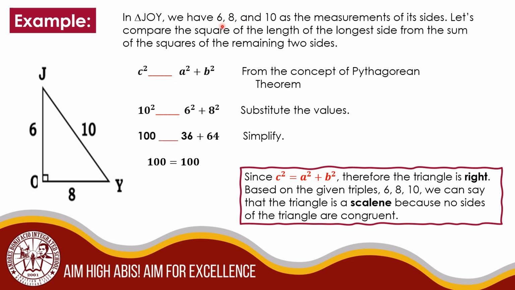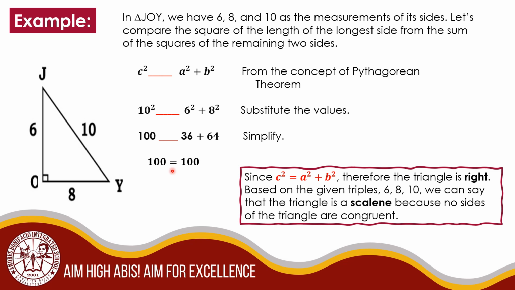So 6 here will be a, 8 is b, and 10 is the c, the hypotenuse. So 10 squared blank, 6 squared plus 8 squared. So 10 squared is 100, 6 squared is 36, plus 8 squared is 64. So 100, 36 plus 64 is also 100. So the symbol here will be equal. Since c squared is equal to a squared plus b squared, therefore the triangle is right.